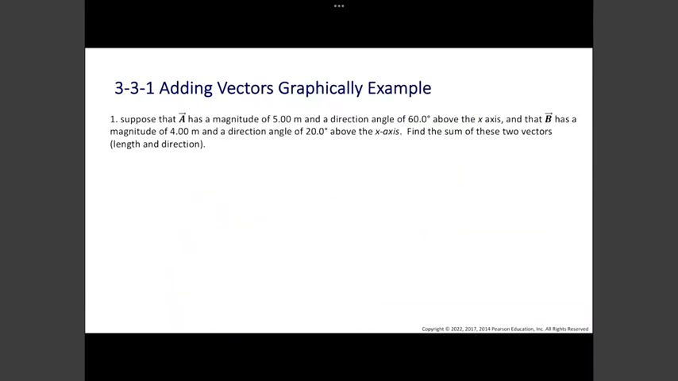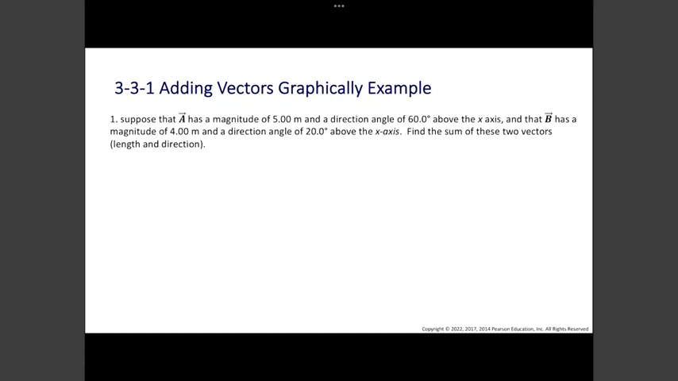Let's see an example now. Suppose that vector A has a magnitude of 5 meters and a direction angle of 60 degrees above the x-axis, and that vector B has a magnitude of 4 meters and a direction angle of 20 degrees above the x-axis. Now can you find the sum of these two vectors? So we need to find the sum that meets the length and the direction both.